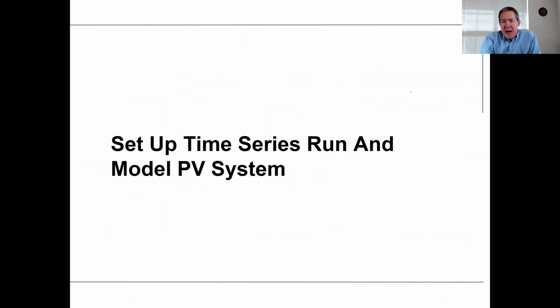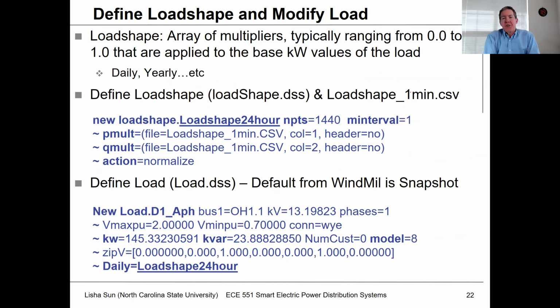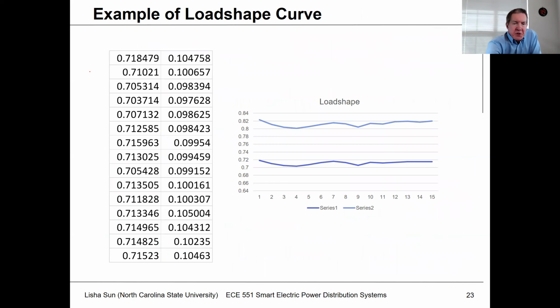So let's talk about how to set this up. First thing we need to do is define a load shape, and we need to modify our load file. The load shape is basically multipliers, usually between 0 and 1, where if I have peak values of load already defined for all my loads, then this is a multiplier I'm going to apply to both P and Q. And so this shows, for different time steps, these multipliers. You'd have a P multiplier and a Q multiplier.